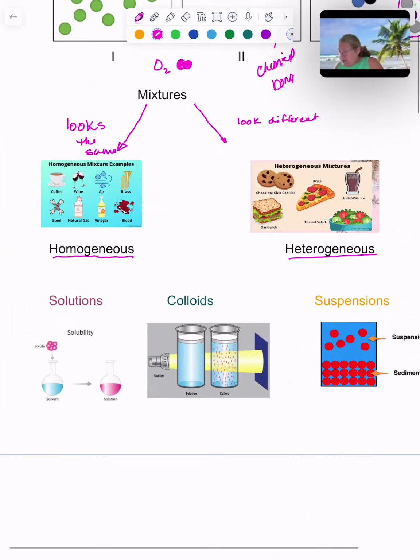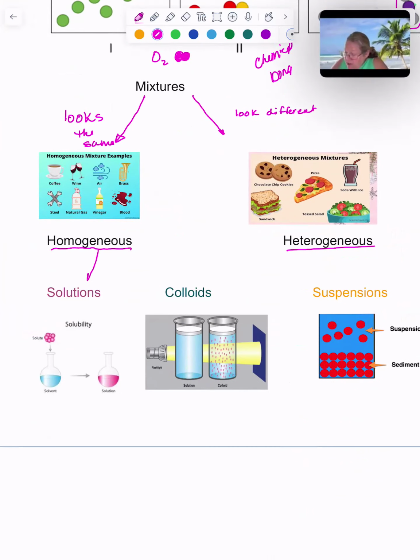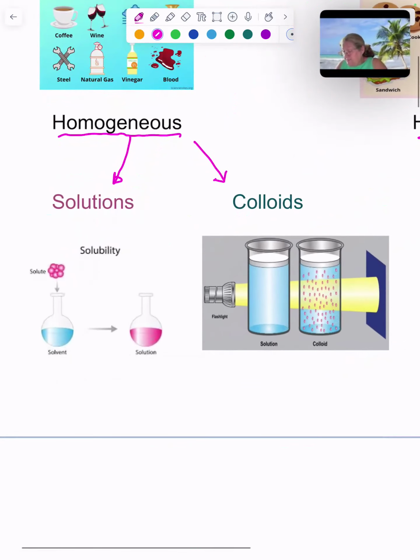So now if we look at our homogeneous mixtures, we can have a solution or a colloid. How these are classified is a little bit different. They both look the same throughout. A solution is the best mixed. A colloid will exhibit what we call the Tyndall effect.